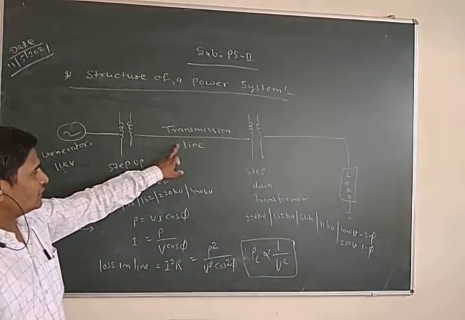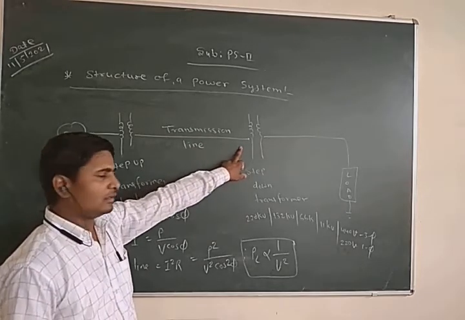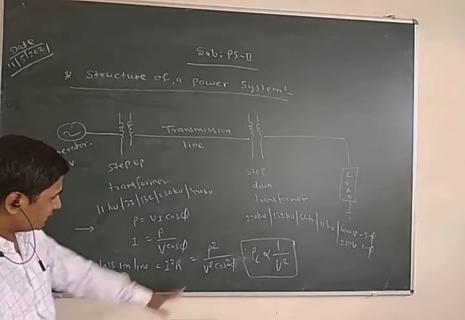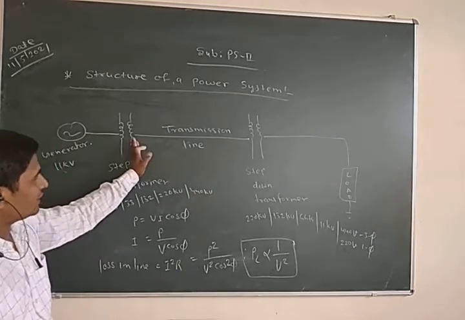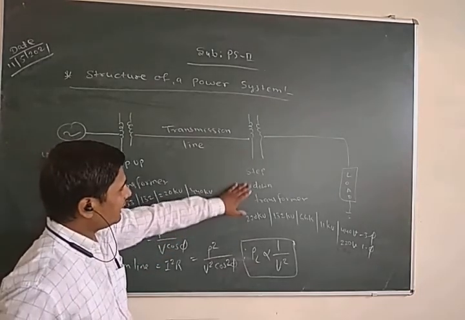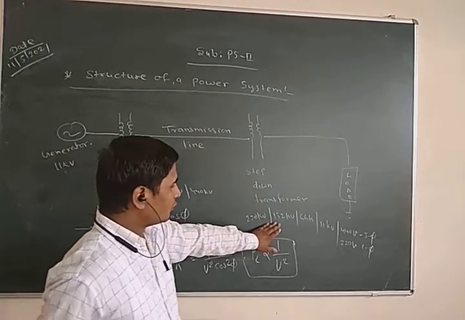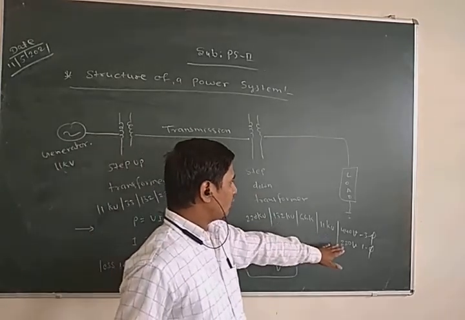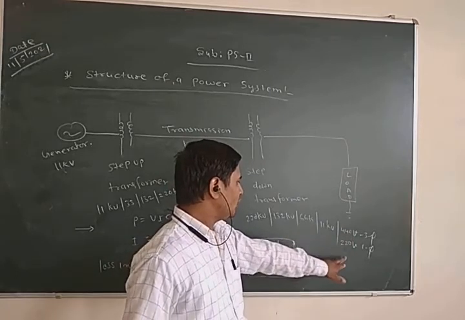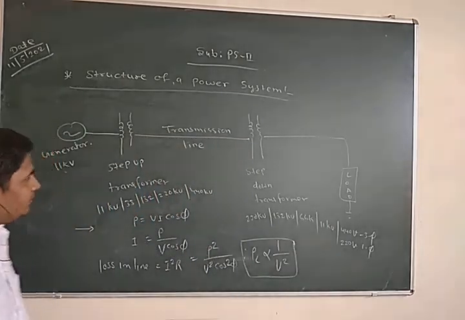So losses in the line will be reduced, and efficiency will be increased. So transmission line efficiency will also be increased by increasing the voltage level at the sending end of the transmission line, and at the receiving end, a step down transformer is required to step down the voltage level up to the load requirement, because our loads are operating at 220 volt single phase and 440 volt three phase supply.